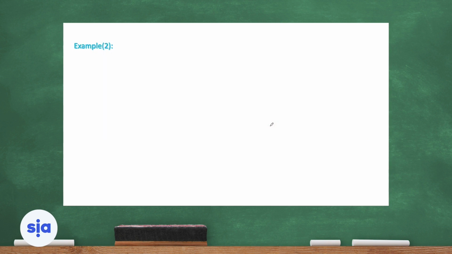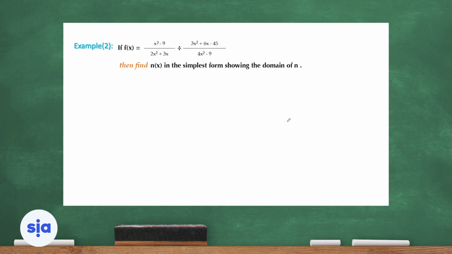Let's see an example. Example 2. If we have x squared minus 9 over 2x squared plus 3x divided by 3x squared plus 6x minus 45 over 4x squared minus 9. We're going to factorize any numerator or denominator that can be factored.